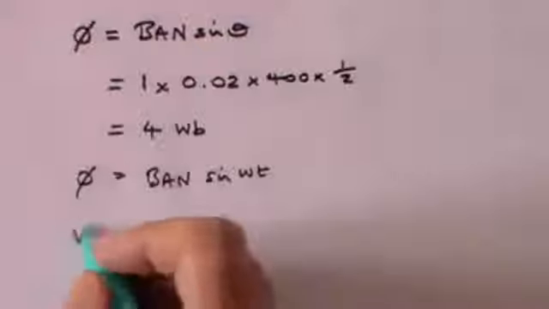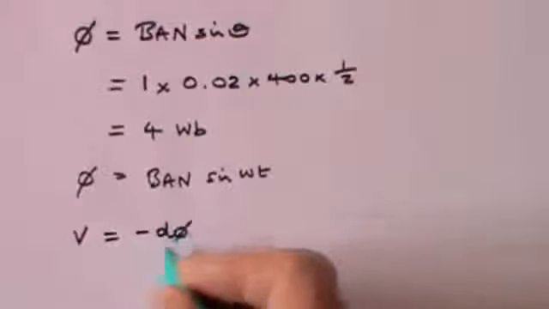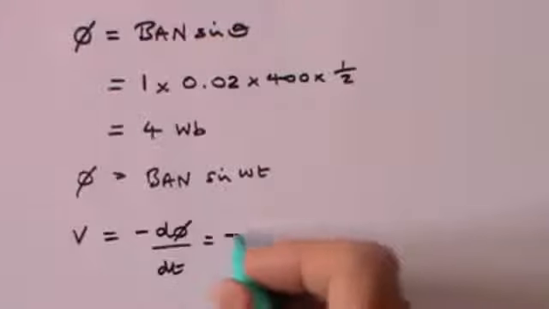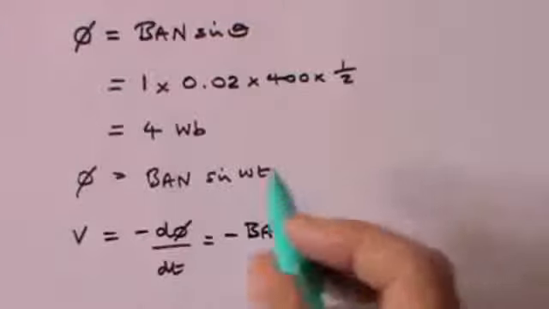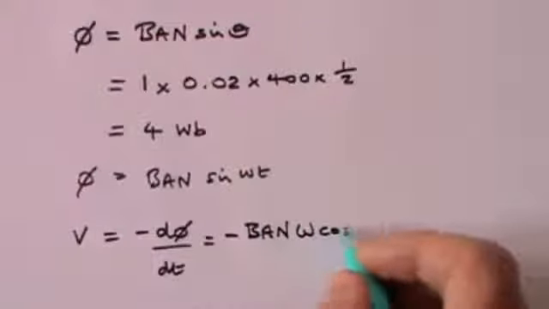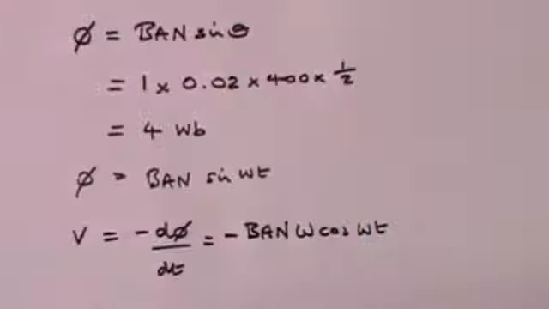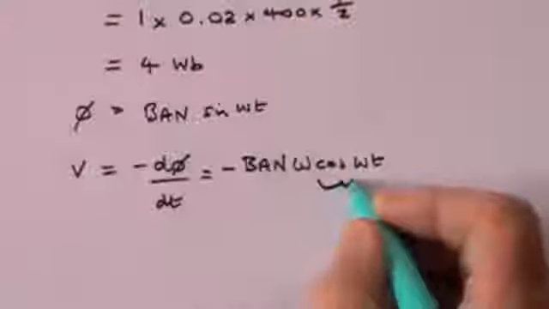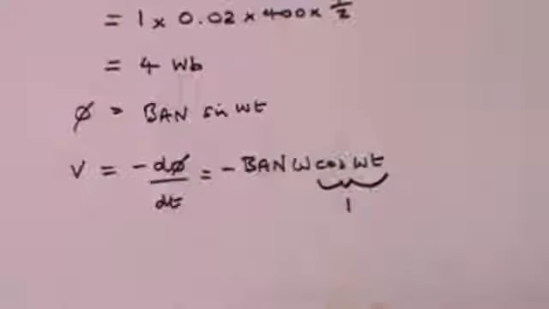And the voltage, or EMF, is going to be minus d phi by dt, which means that you're going to get a voltage of minus BAN. You bring the omega outside and change the sine to a cosine. So that is the voltage, and the peak voltage will occur when the cosine of omega t equals 1, because the cosine of omega t never gets greater than 1, so the peak must be when that equals 1.